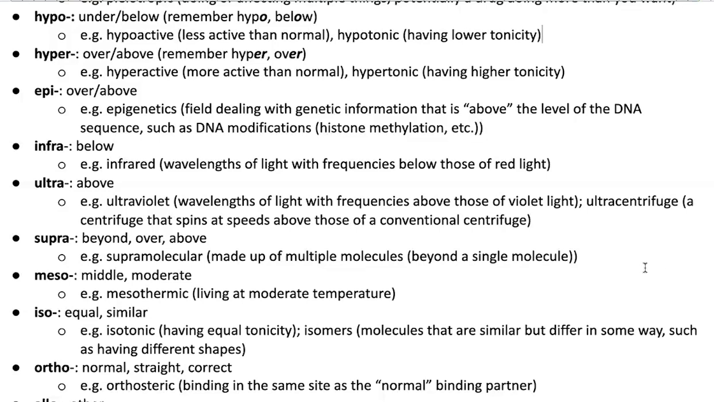Epi, this is another one that means over or above. Here you'll see it in things like epigenetics, which is the field dealing with genetic information that's above the level of the DNA sequence. And so this includes things like DNA modifications, histone methylation, things when you're talking about chromatin modifications. All of those would be examples of epigenetics.